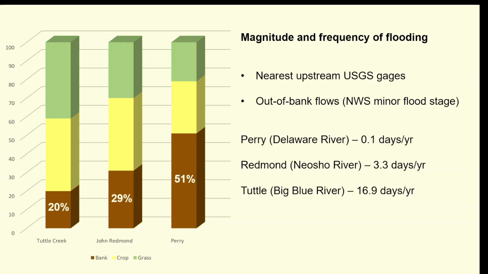So if most of your floods are in the channel, that's a similar scenario to what we were sampling with our sediment traps. So that explains why the bank fraction for Perry is dominant. For Redmond, on the Neosho, the average is 3.3, so those are pretty infrequent, but large magnitude events that transport all that cropland stuff. And then look at Tuttle, the nearest upstream gauge on the Big Blue, much, much greater. So maybe that would explain why we have such low bank fractions for Tuttle, because of the magnitude and duration of these out-of-bank flood events.